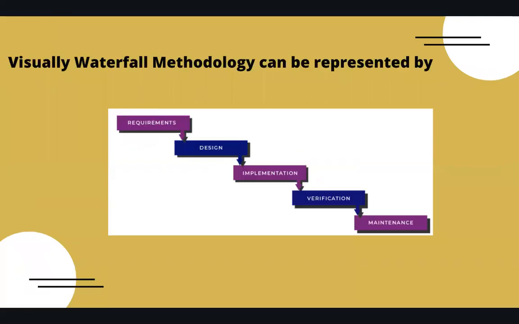And if you were to visually represent a waterfall methodology, as you can see here, this is what it will look like. So hence, that's where it gets the name of the waterfall methodology from.